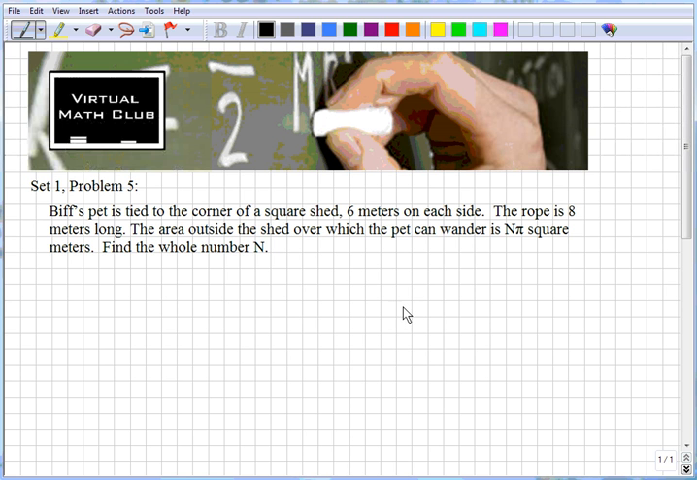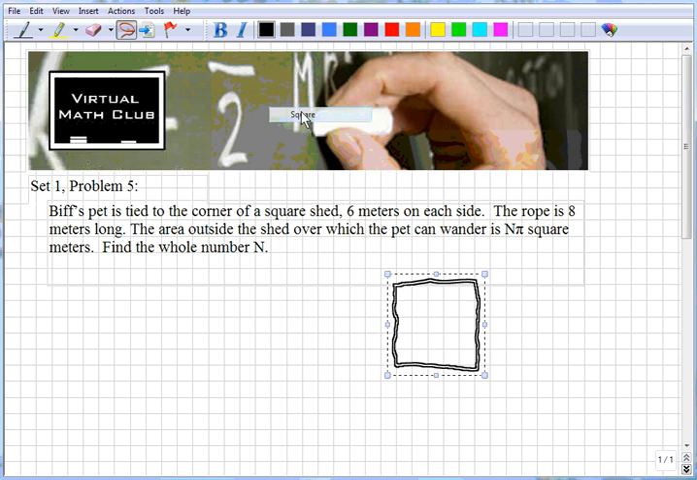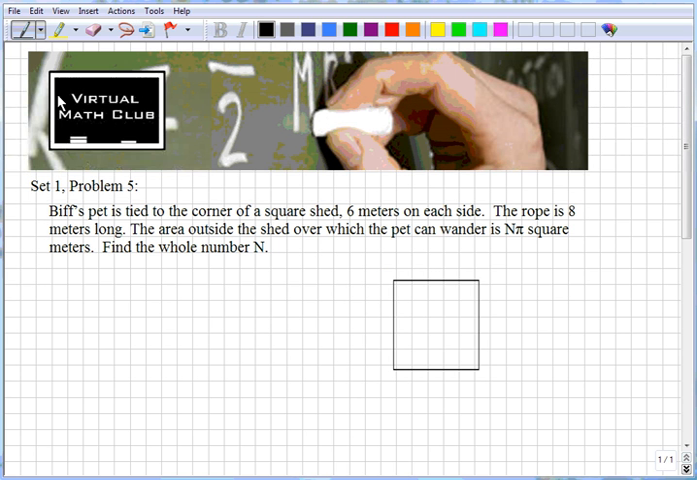You know, we have a shed. Let me see if I can draw a decently square shed. I'm not very good at this pen yet, so all right, that's not great. But actually, you know what I can do? I can select this, and I can say convert shape to square. Look at that. All right, so there we go. There's this nice square shed.